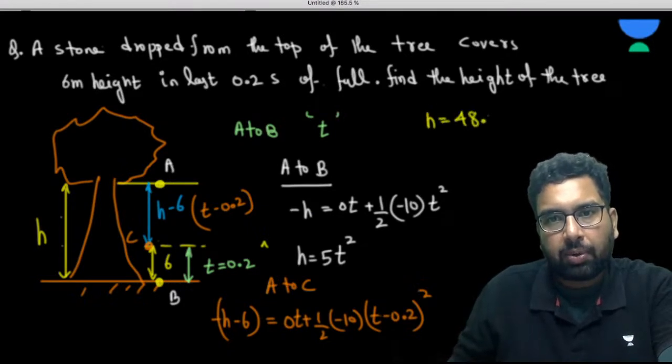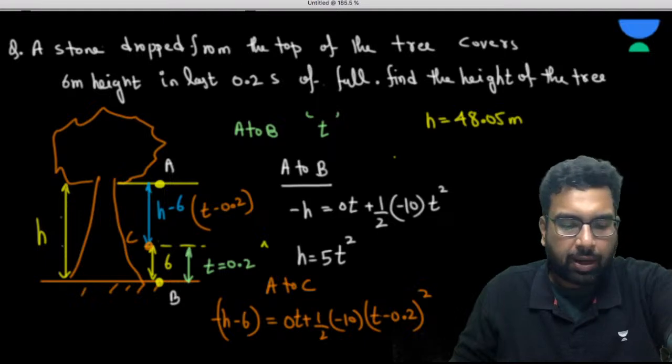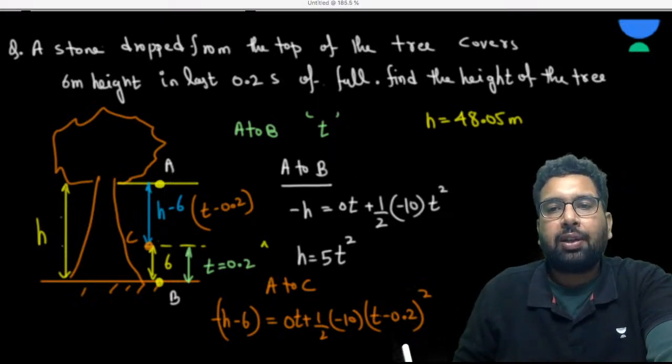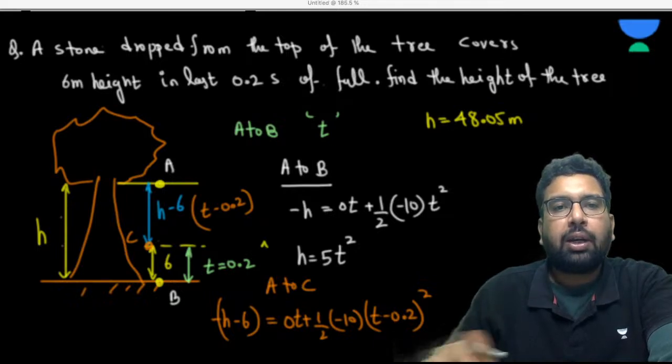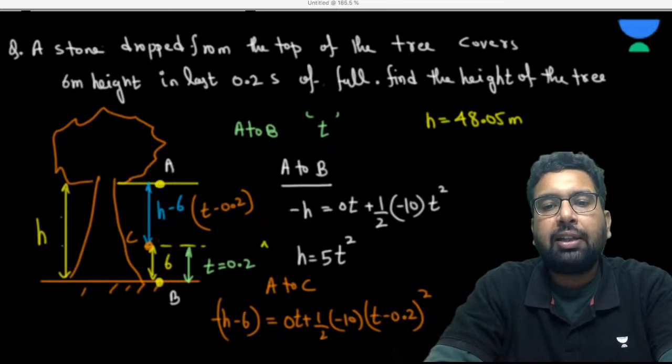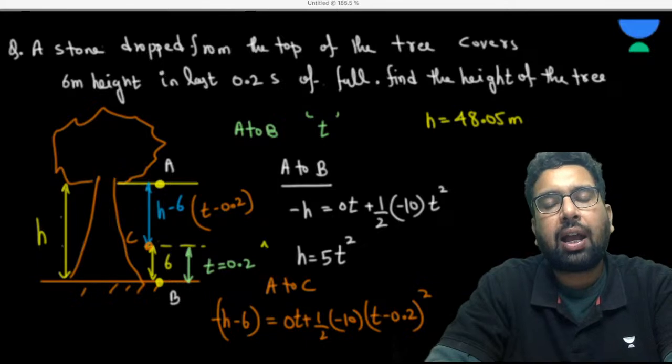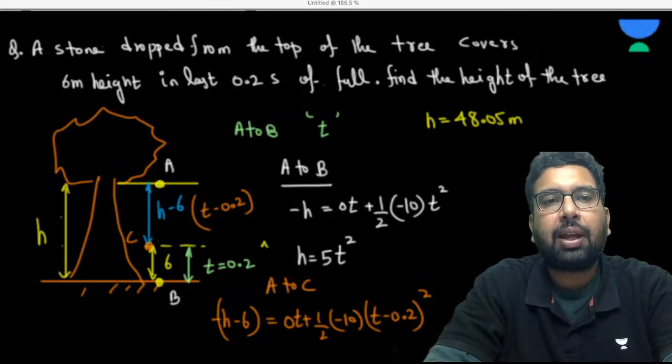So this will come out to be 48.05 meter when you solve these two equations, and obviously then you can get the value of h and t both. So when you get it, you are going to have this as your answer. I hope it is fine to everyone, beta.